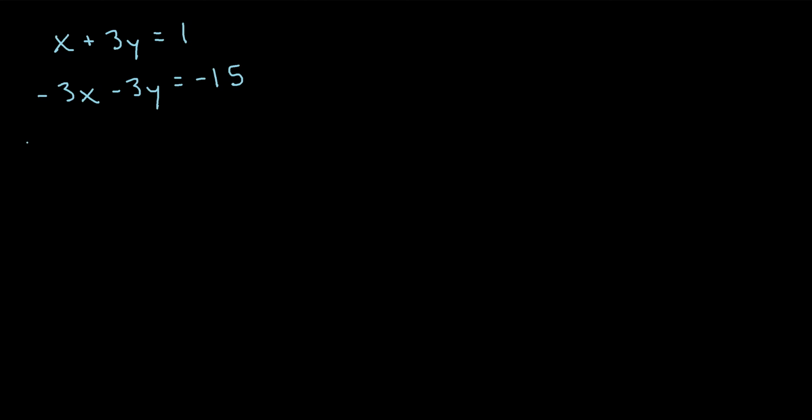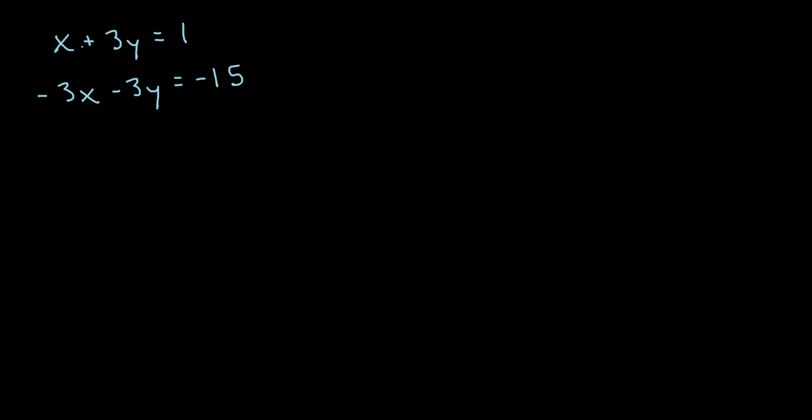All right, let's try one more example. Let's say we have x plus 3y is equal to 1 and negative 3x minus 3y is equal to negative 15. How can we solve for x and y? Well, once again, notice this x has a coefficient of 1. So that's a dead giveaway that we can just use substitution, where we solve for x and then we substitute that into the second equation.